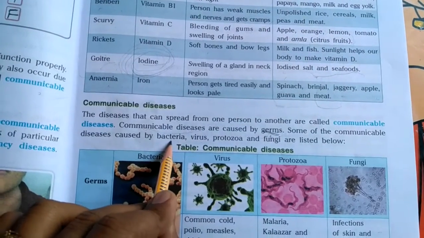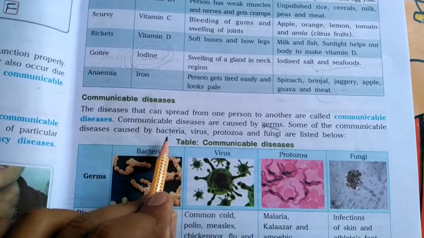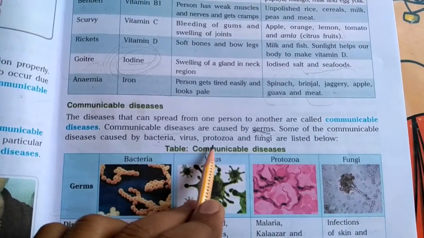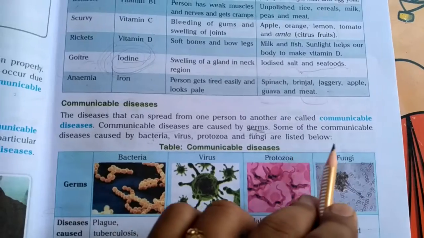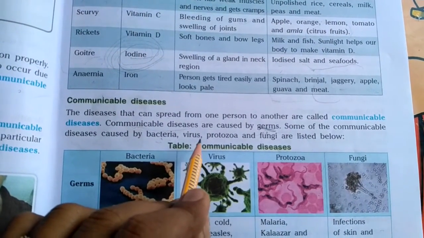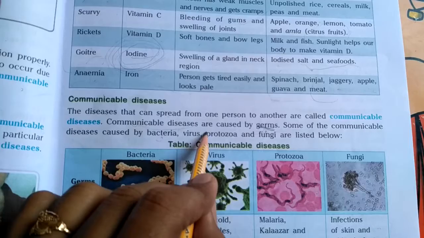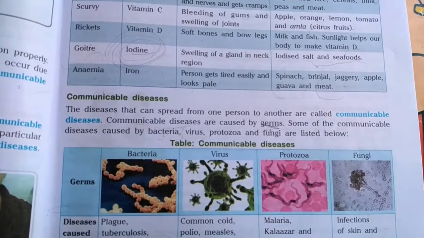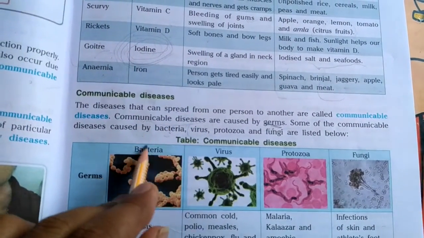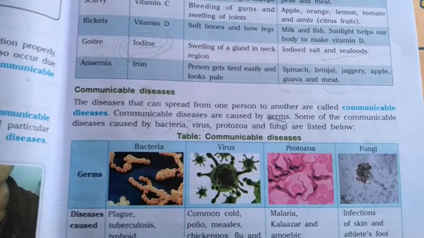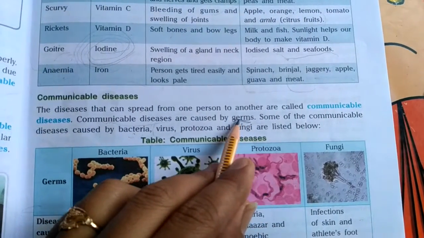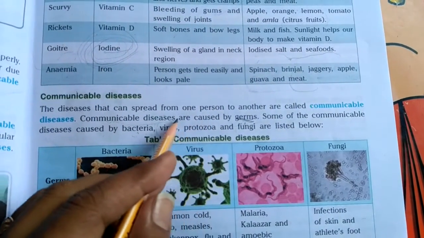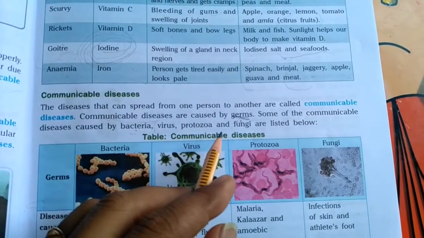So these are bacteria. The spellings and pronunciation both are very important, so please listen carefully. Bacteria, virus, protozoa and fungi are listed below. The present disease, as you all must know, is a viral disease. The diseases caused by viruses are also known as viral diseases. Similarly, the diseases caused by bacteria can be called bacterial diseases. Similarly, the diseases caused by fungi can be called fungal diseases. And the diseases caused by protozoa are known as protozoal diseases.